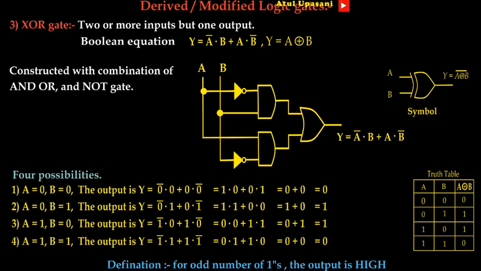If both the inputs are high, then the combination at the Boolean equation will be 1 complement dot 1 plus 1 dot 1 complement. So here output will be 0 into 1 plus 1 into 0. So at the output 0 plus 0 output will be 0. So here we can define this XOR gate as for odd number of high inputs the output is high.